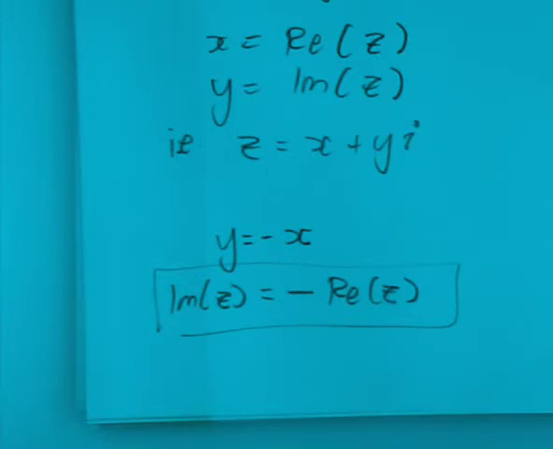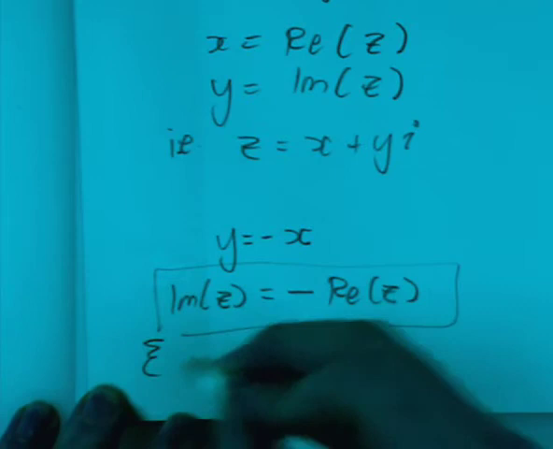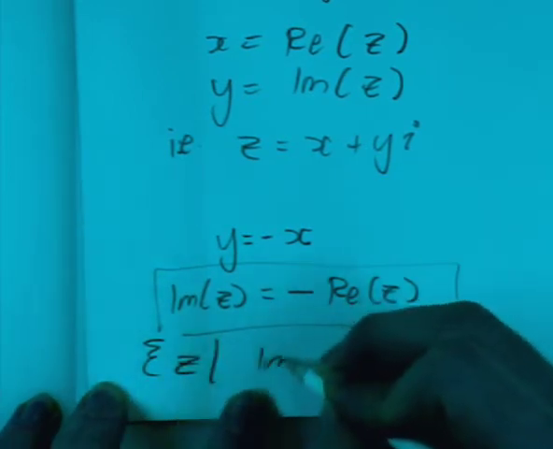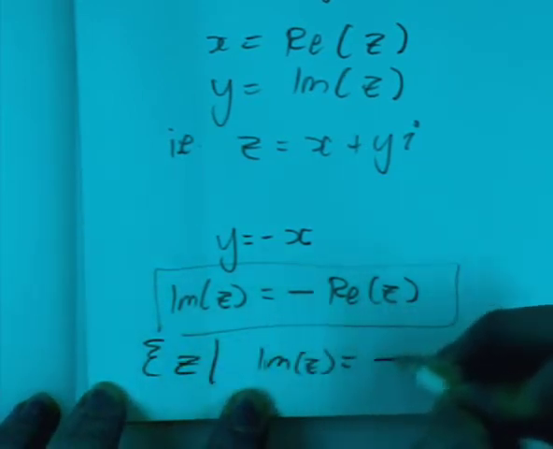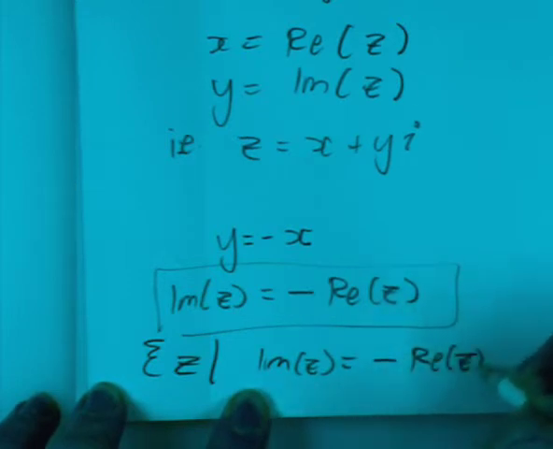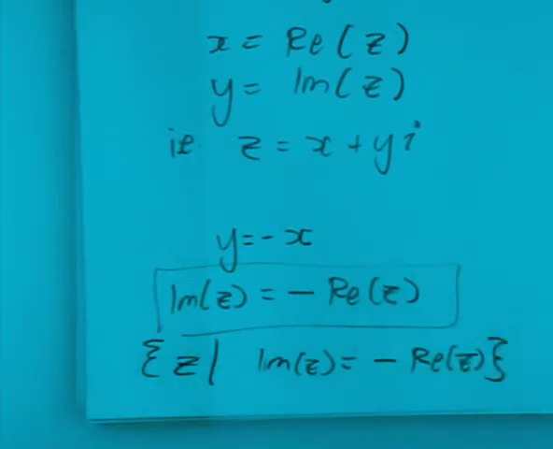Technically, when it says what is the set of complex numbers that this is, I would say it's the set of z such that the imaginary part of z is equal to minus the real part of z. Because technically it's a set, right? So I have to write it with the curly brackets because that's a set. Okay. Right. So most things can be done that way.